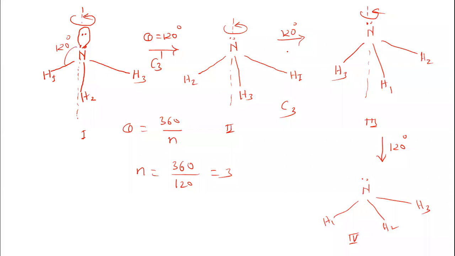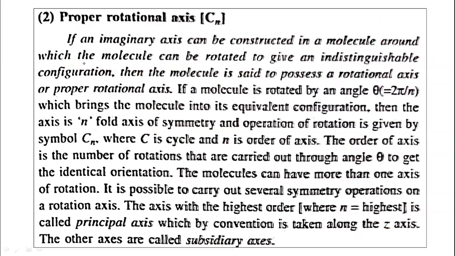So this is C3^1, this is C3^2, this is C3^3, and we know the rule that Cn raised to n is equal to identity. In this case, C3 raised to 3 is equal to identity. We get the same, identical configuration. Thus the ammonia molecule has a proper rotational axis, and that is the principal axis, the highest order of rotation.